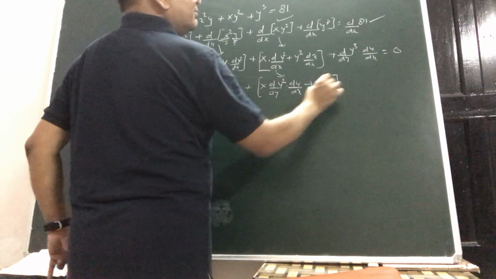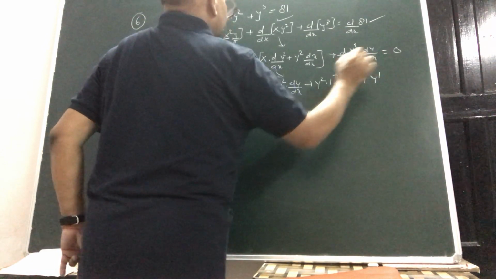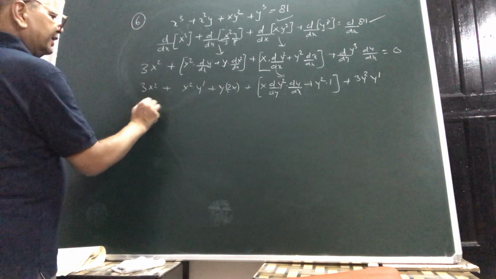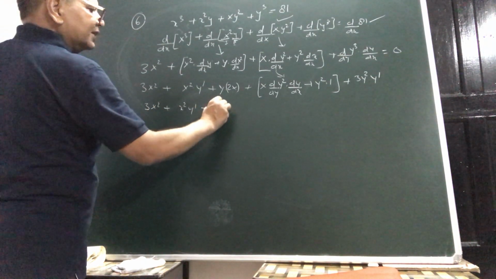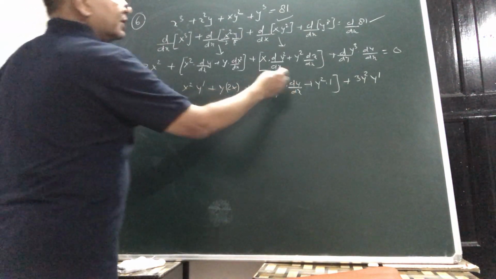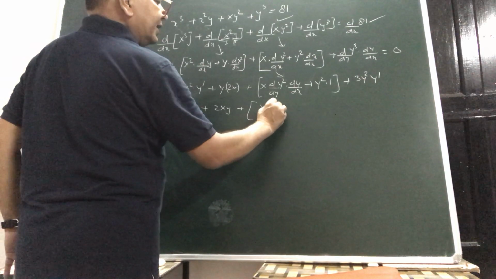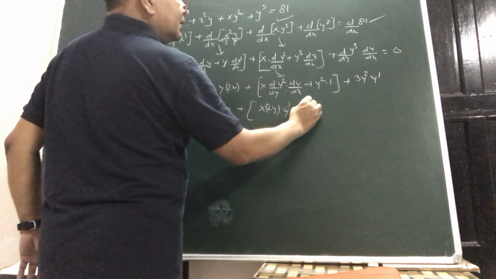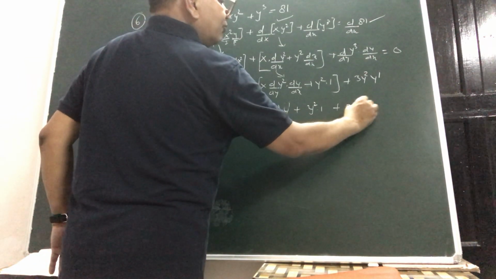So I will keep this thing in bracket plus dy, this is 3y square and y dash. Now rest all we have already simplified. It is 3x square plus x square y dash plus 2xy plus, let us see what it is. This is giving me x, y square dy is 2y, and 2y into y dash plus y square into 1 plus 3y square y dash.